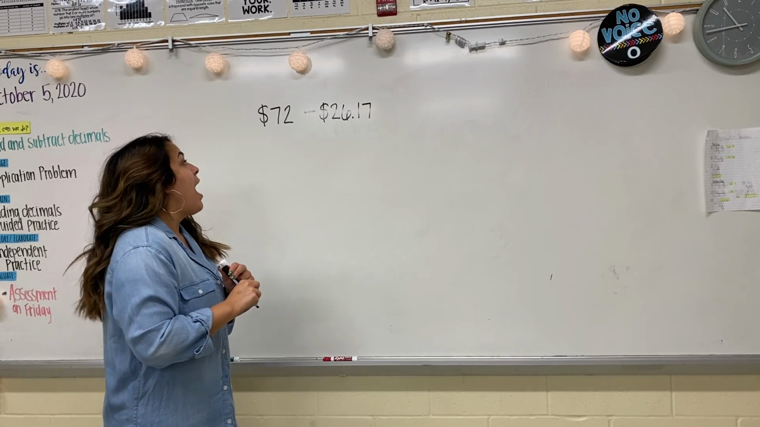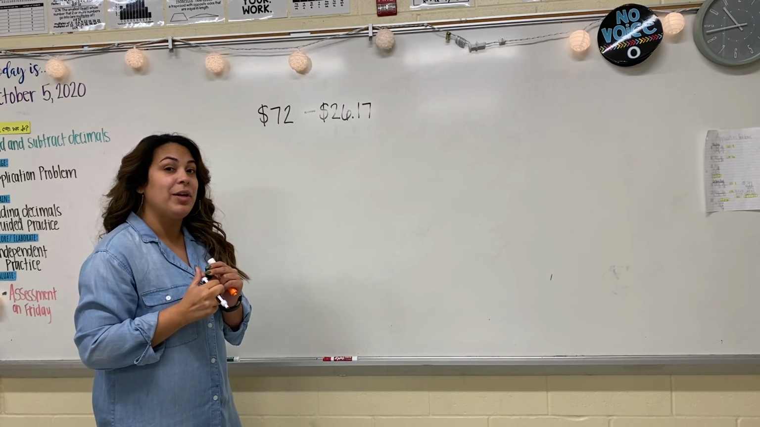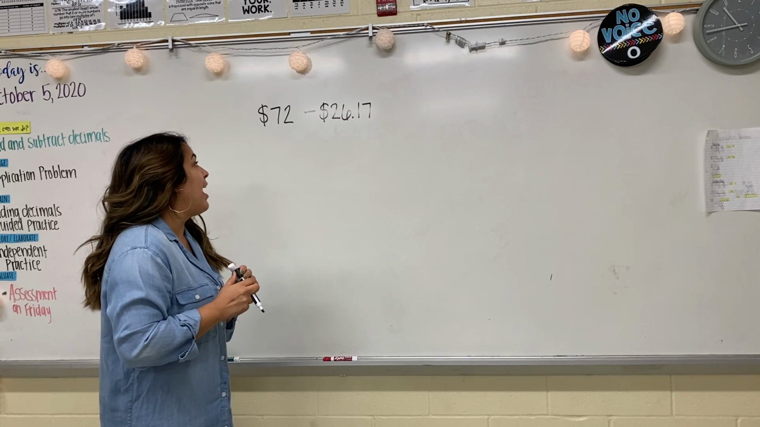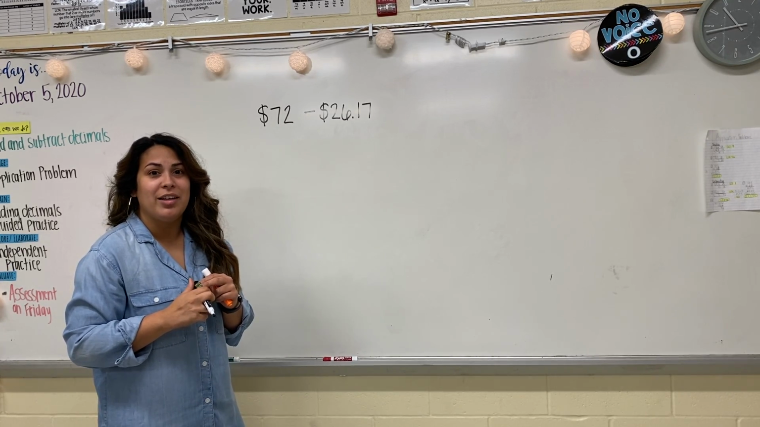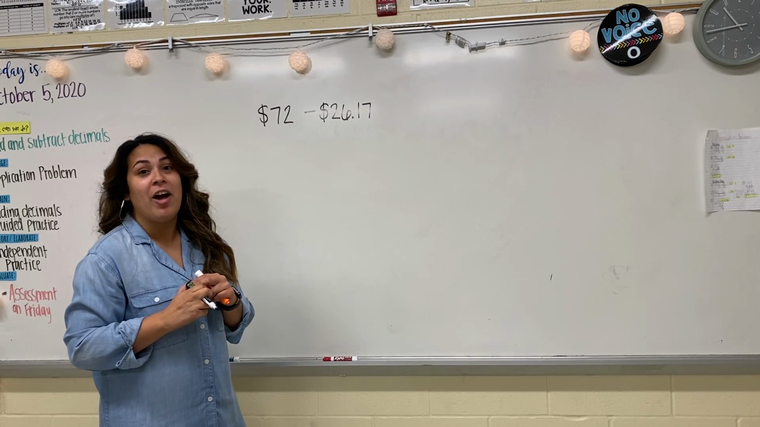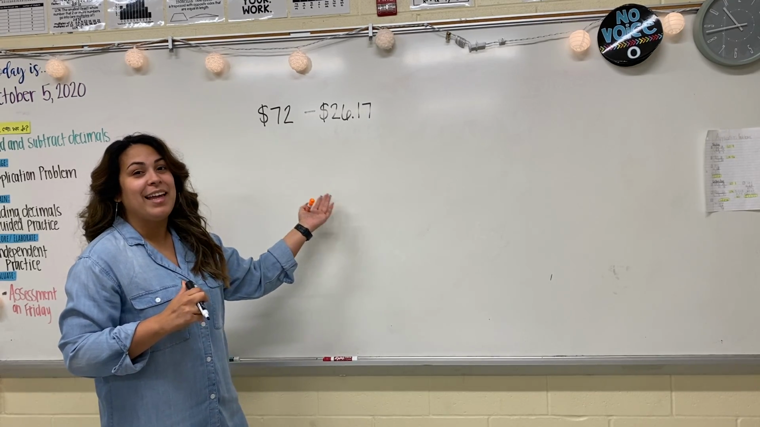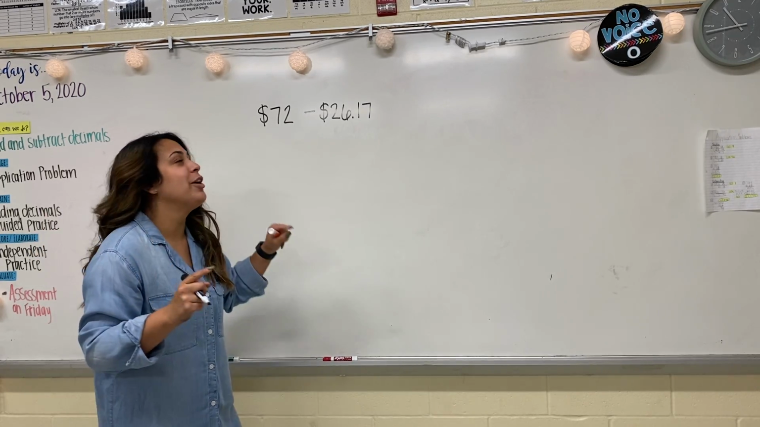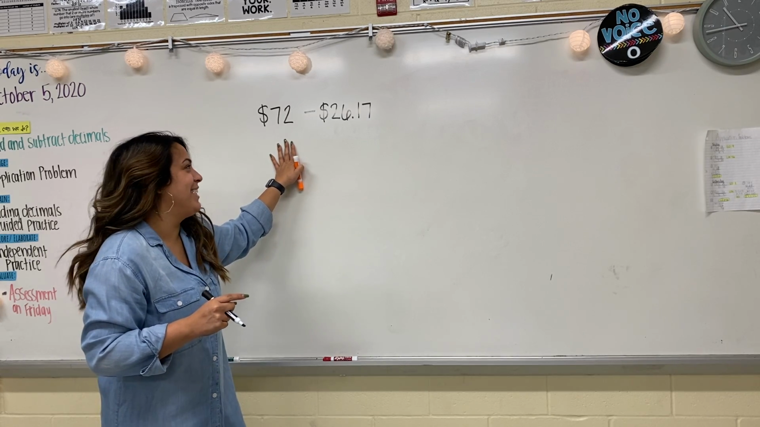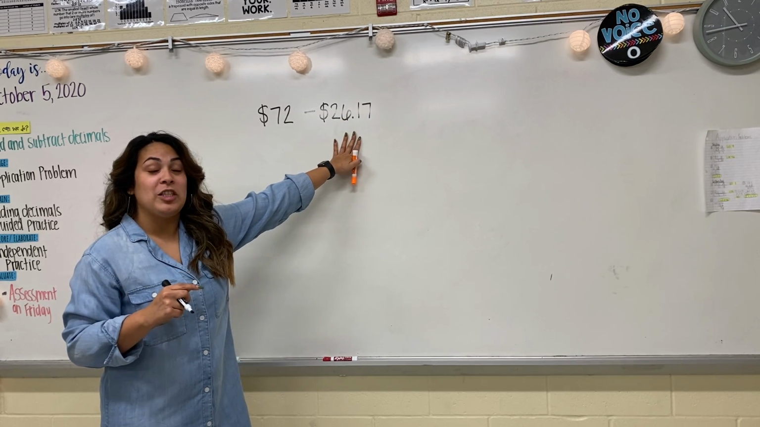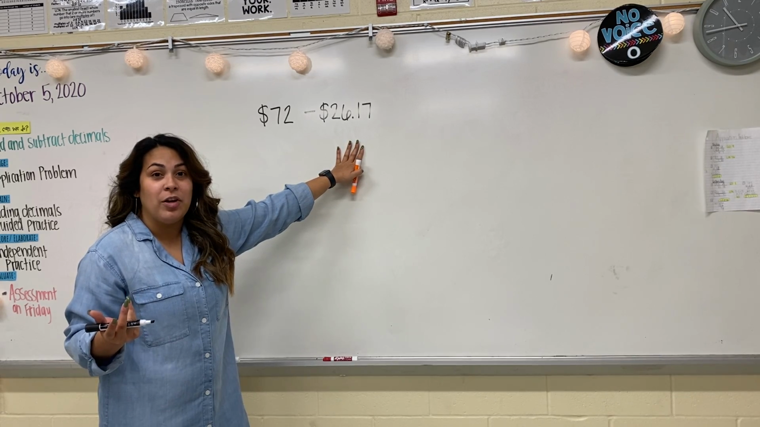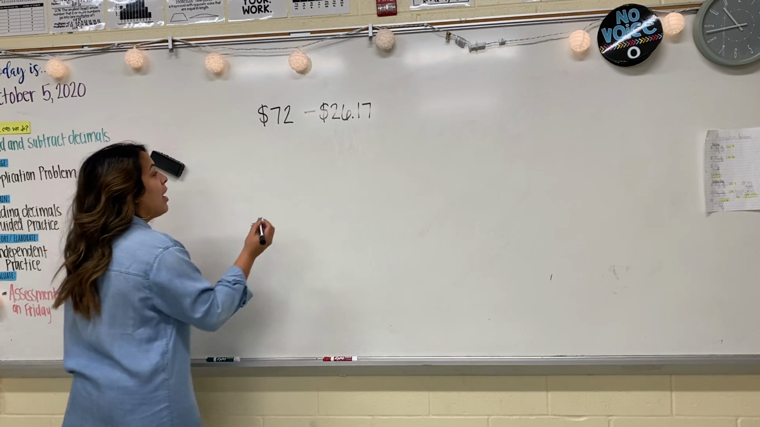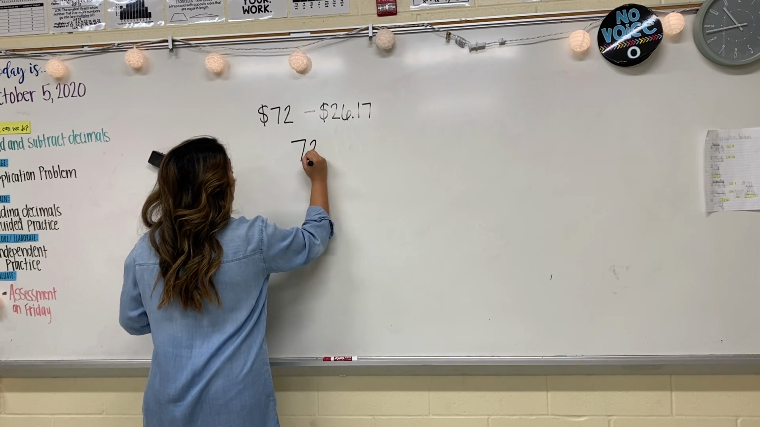I want to know how much change I'm going to get back if I give the cashier, for some strange reason, all $72. Or how much money I'll have left over after I buy that. Yeah, that's a better scenario. I have $72. I'm buying something that's $26.17. How much money am I going to have left over? So, I'm going to write 72.